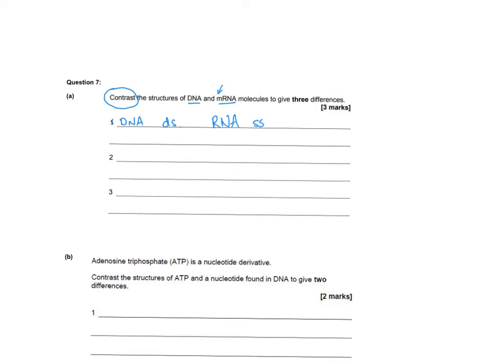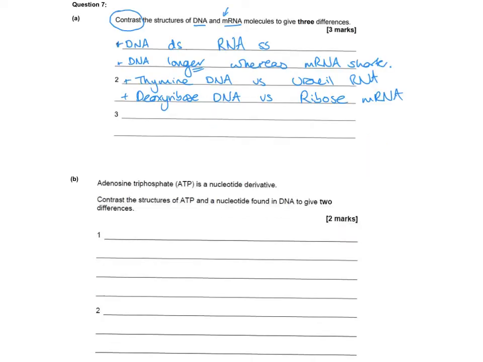We've then got a size point. Okay, so DNA is longer. I think someone said bigger, but that's a bit of an ambiguous term. Whereas mRNA will always be shorter. Okay, we're then going to look at the bases. So think about thymine in DNA versus uracil in RNA. And then I've also mentioned the sugar difference there as well. Okay, and then DNA uses base pairing, whereas mRNA doesn't.